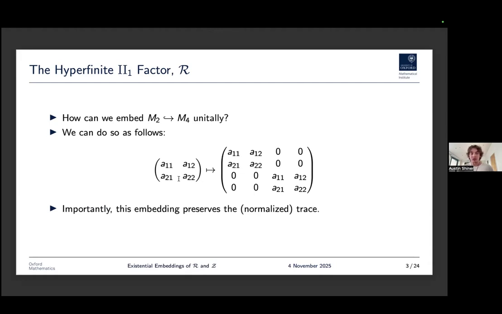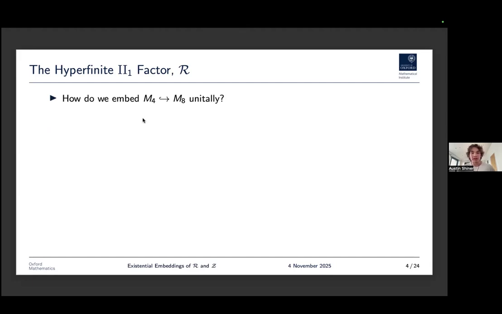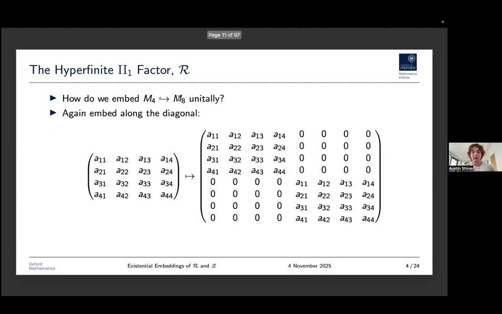By normalized, I mean you take the normal matrix trace and you divide by the size of your matrix. So in this case, the trace of the left-hand side will be A11 plus A22, all divided by 2. And on the right-hand side, well, you have two copies of A11, two copies of A22, but you're now dividing by 4, so the trace is the same. Well, why stop there? We can do the same thing with putting M4 inside the 8 by 8 matrices in a unital way by doing the exact same thing. We take the 4 by 4 matrix on the left and we place it along the diagonal twice. Once again, the embedding preserves the normalized trace on the matrices.